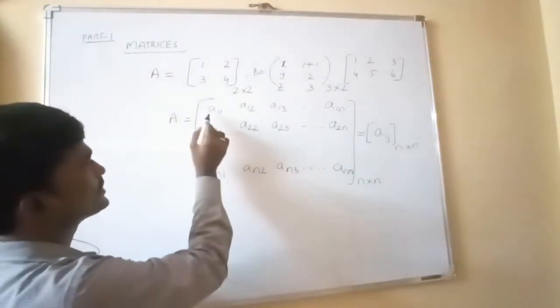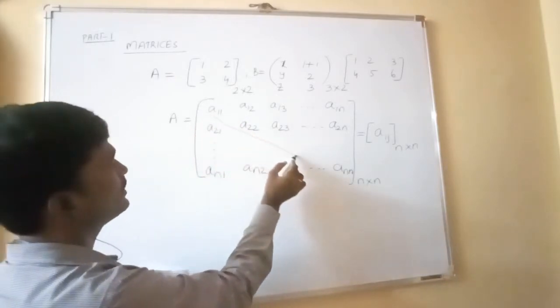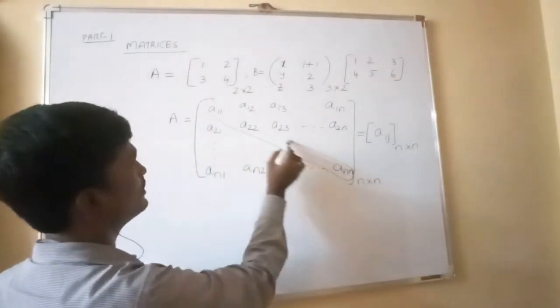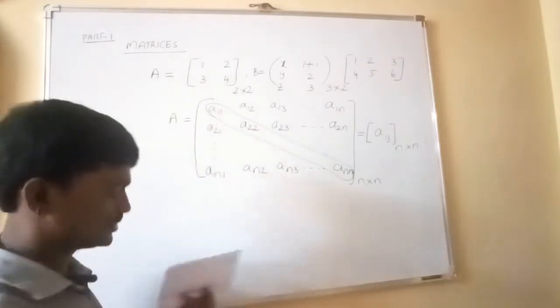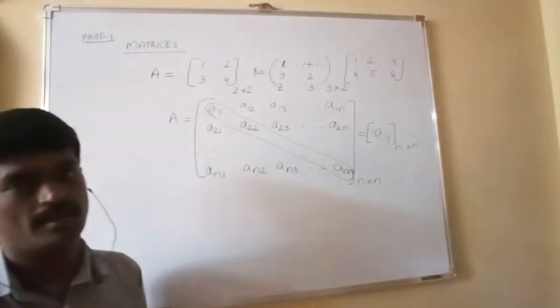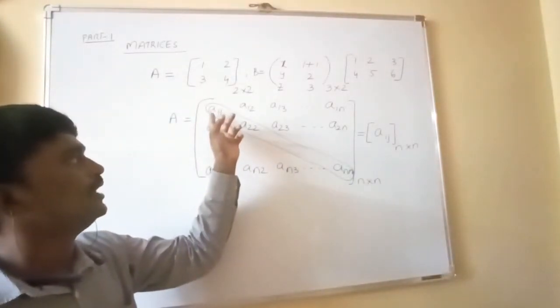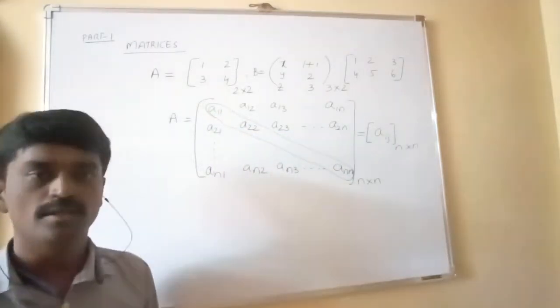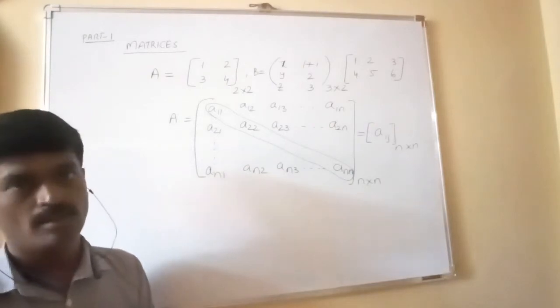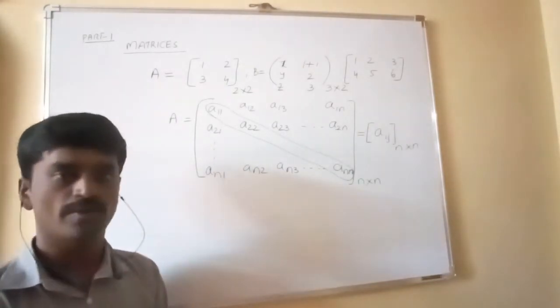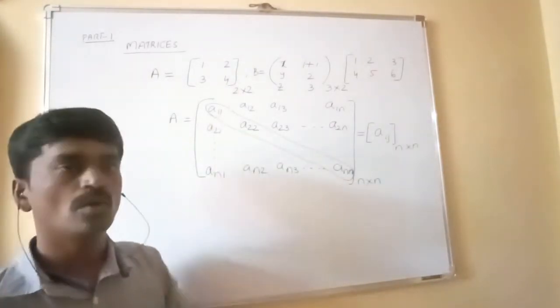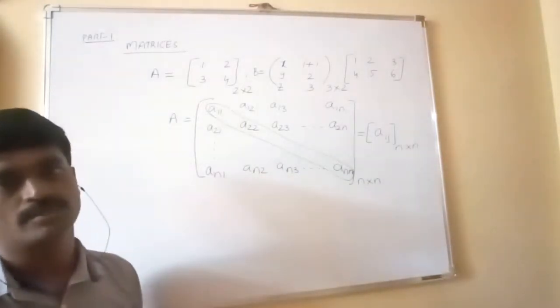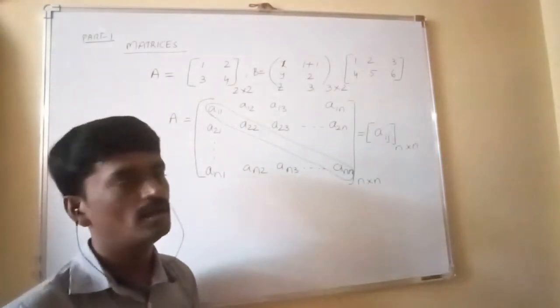And the elements a11, a22, a33, and so on, ann, these constitute the principal diagonal. The line joining the elements a11, a22, a33, and so on, ann is nothing but the diagonal or principal diagonal of the square matrix, and these elements are called principal diagonal elements.